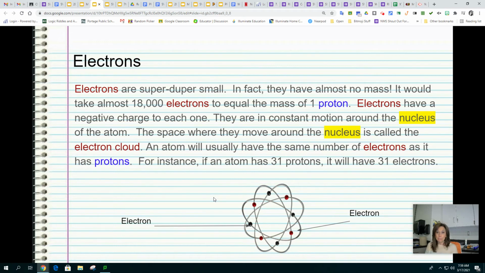An atom, and this is why they're neutrally charged, will usually have the same number of electrons as it has protons. For example, if an atom has 31 protons, which is positive, in order to be neutral, the atom will need and will have 31 electrons to balance the positive charge out because electrons are negative. So they end up equaling out each other. So atoms don't have a charge.